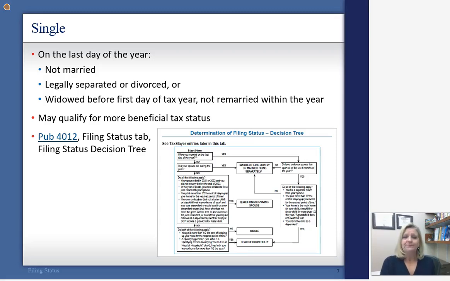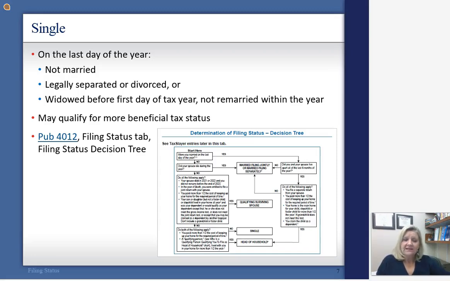So even if the client is coming to you to get their taxes done in March and they say, I'm divorced, and they got divorced January 5th, that doesn't matter for the 2025 year. We're looking at their marital status December 31st. So they will file as a single person if they are not married on the last day of the year, if they are legally separated or divorced on the last day of the year.